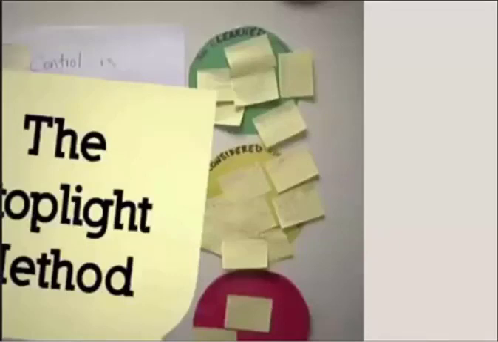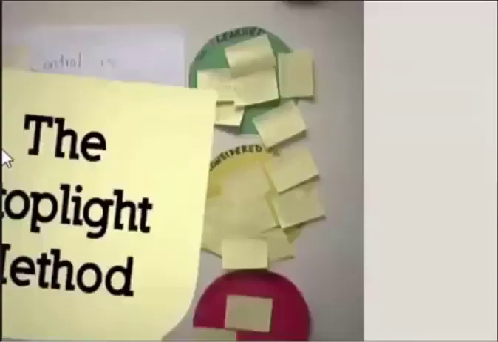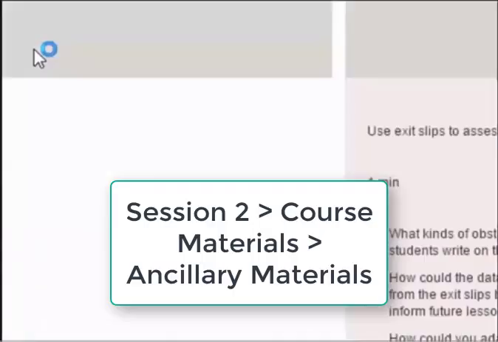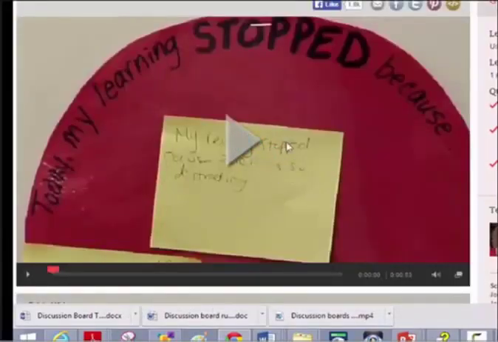So it's anonymous. Kids just do it as they're walking out of the classroom, and you can gather those and use them in your next, say you have a do now where you're going to group students based on these exit tickets or this stoplight method. There's a video in course materials that describes the stoplight method. You can see here the red one says, today my learning stopped because.